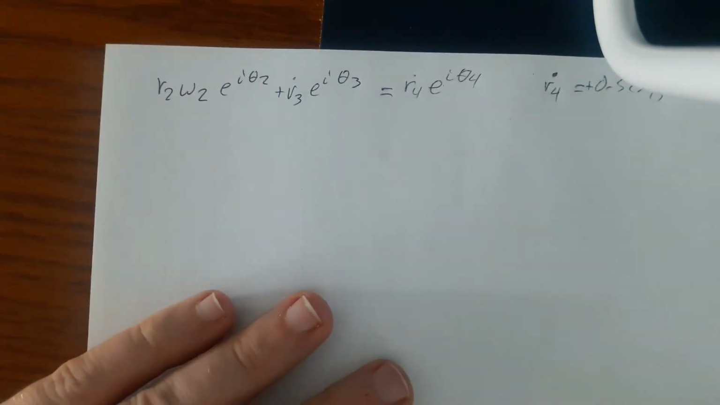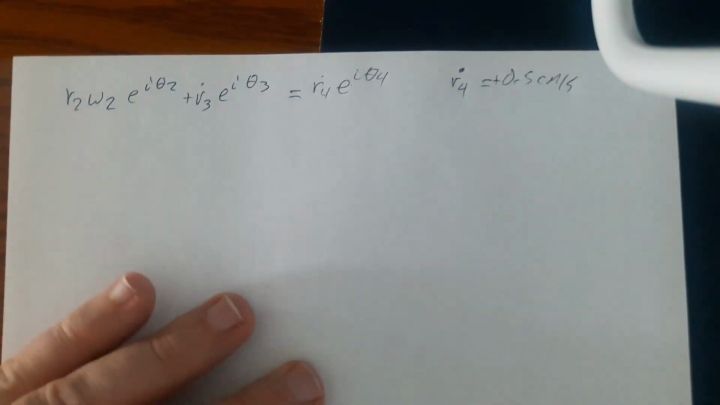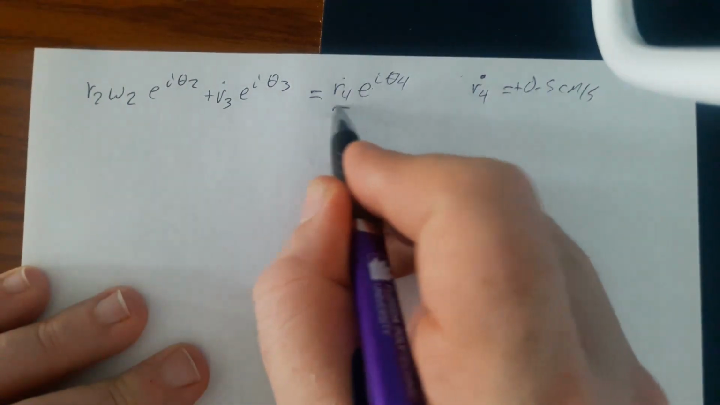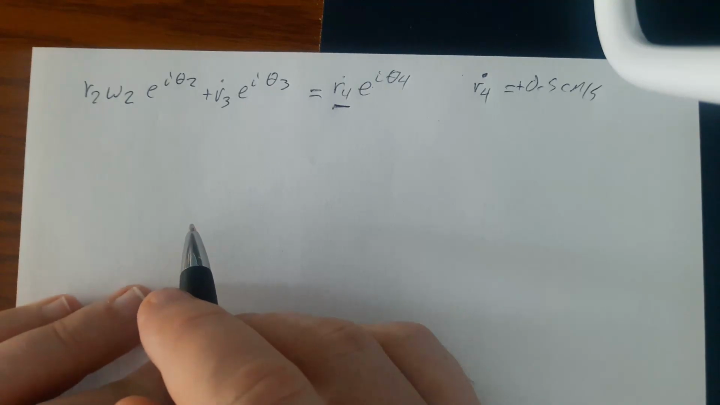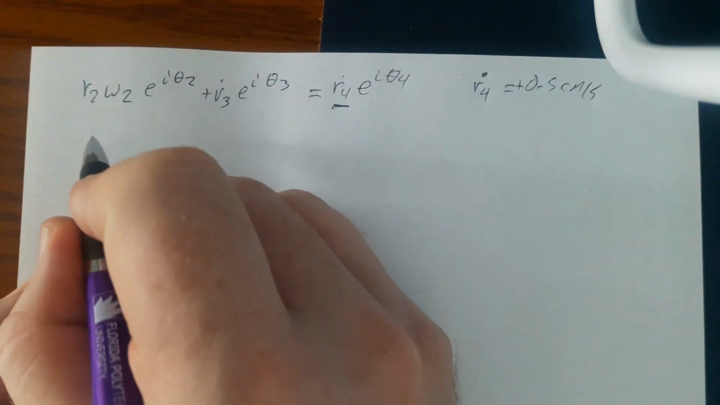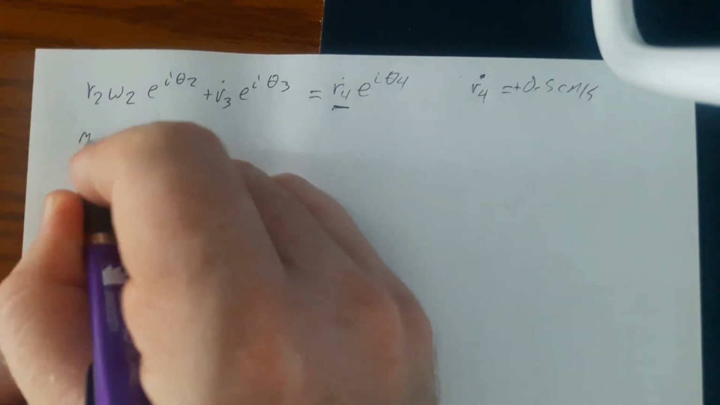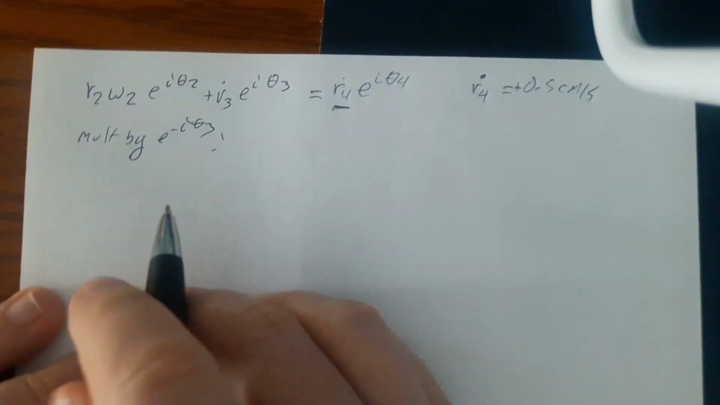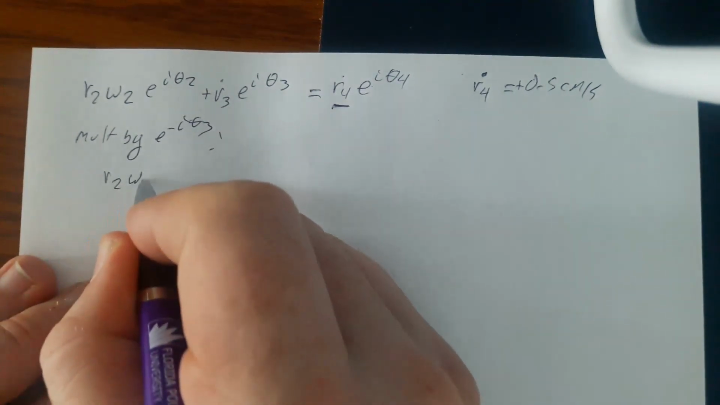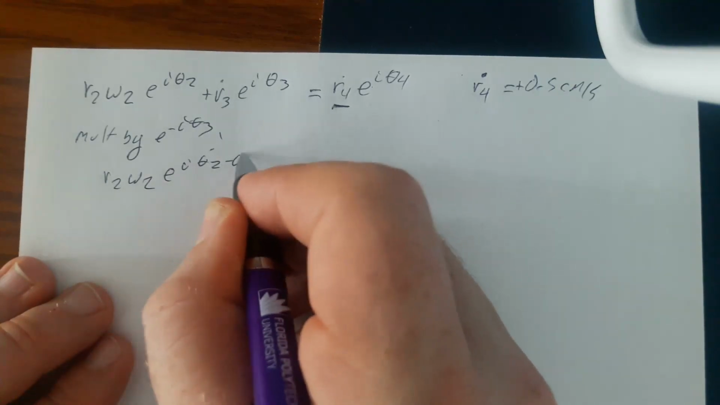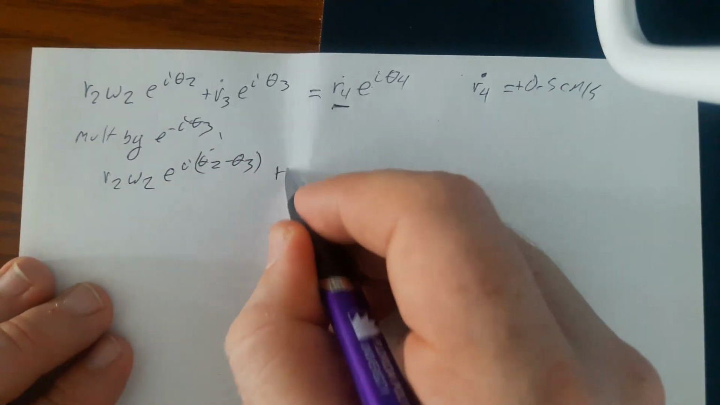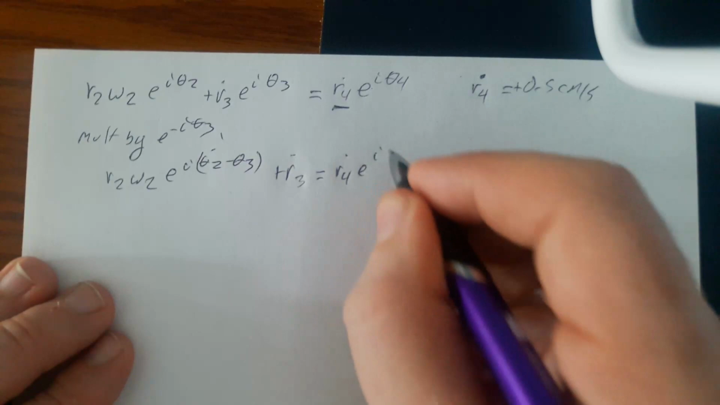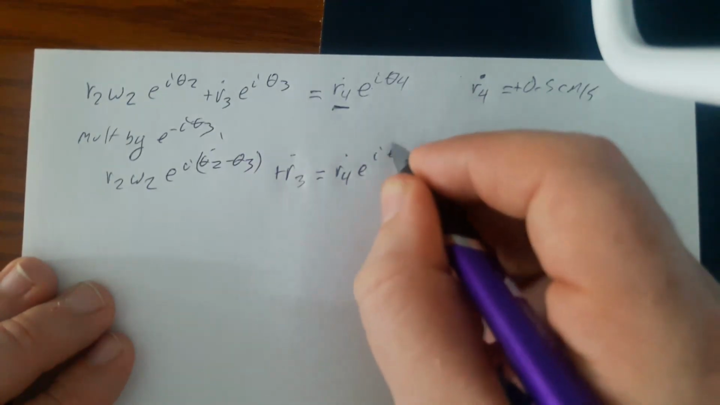Okay, so now when we work on solving this, we know R4 dot, and we're going to be solving for R3 dot and omega 2. So let's do omega 2 first. So we're going to eliminate the R3 dot term by multiplying by e to the minus i theta 3. And that will give us R2 omega 2 e to the i (theta 2 minus theta 3) plus R3 dot, and that will be equal to R4 dot e to the i (theta 4 minus theta 3).